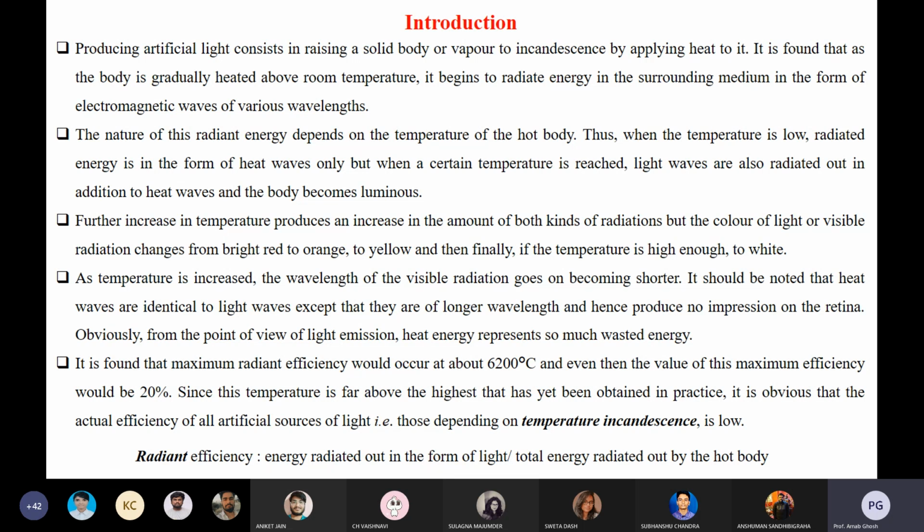I'm free. So we are discussing that illumination. What are the most highlighted portions? In the introduction we are just talking about the most highlighted portion: producing artificial lights.